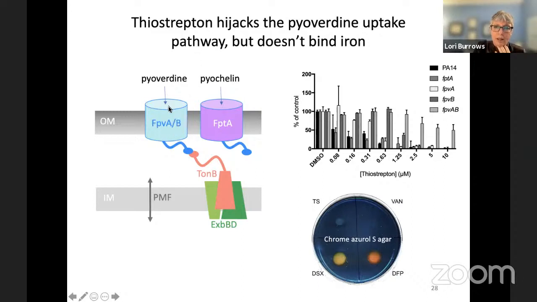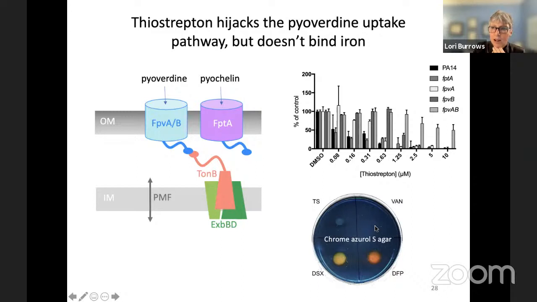And we wondered, well, is it doing that because it binds iron and the bacteria think that they're getting an iron-bound molecule, or does it just look like pyoverdin bound to iron? So we did this little quick assay, which shows you whether or not a molecule might bind iron. This is chrome azurol S agar. It has a blue dye in it that binds iron.